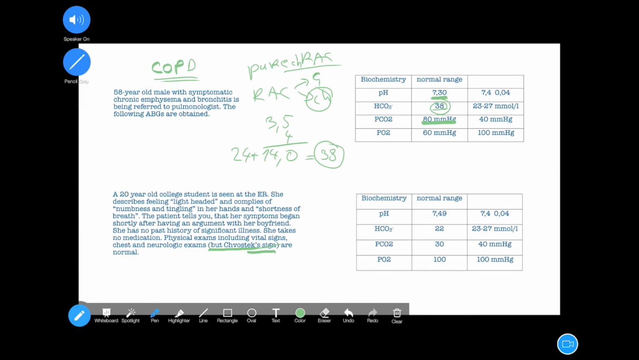Well, look at that. It's alkalosis. Bicarb is decreased, and CO2 is decreased. Okay, so it means it's a respiratory alkalosis. And now we have to find if it's acute or chronic. So you use the formula and see which one fits.